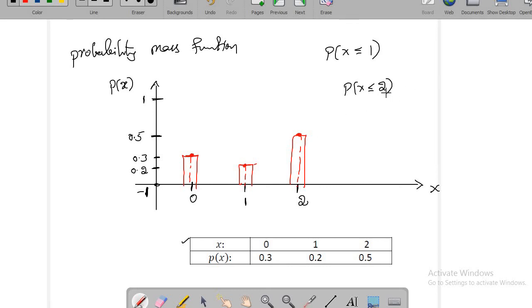It means if you want to find x less than or equal to 1, you have to do this: probability that x equal to 0 plus probability that x equal to 1. In this case, you need to take care of 1 as well as the part which is less than that, which is only 0. So these two. Suppose you say probability that x less than or equal to 2, it means p of x equal to 0 plus p of x equal to 1 plus probability that x equal to 2.